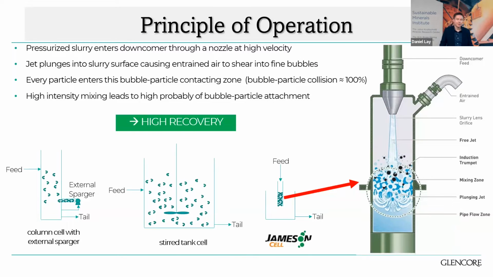So how does the Jameson cell work? Well, at the heart of it is the downcomer, which is shown on the right-hand side. And essentially what we have is a slurry lens or an orifice where the slurry is injected into the downcomer and plunges down into a bed of essentially entrained air and highly turbulent slurry.